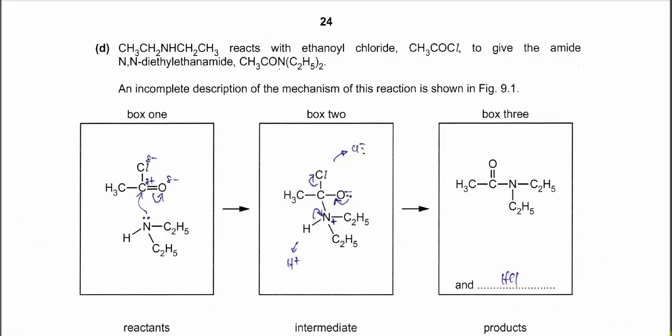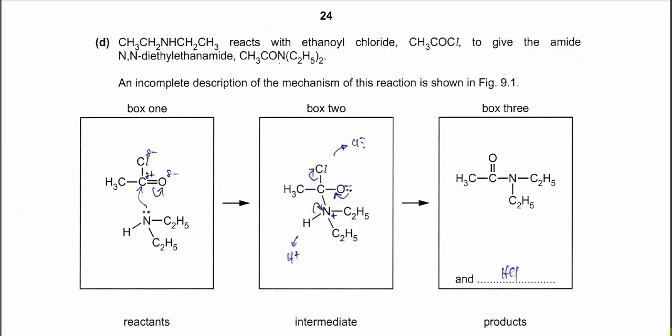For part D, now we have diethylamine again. Now it reacts with this acyl chloride, or we call ethanoyl chloride, CH3COCl, and this will give the amide N,N-diethylethanamide. This one. From here we know that this is the nucleophilic addition-elimination reaction.